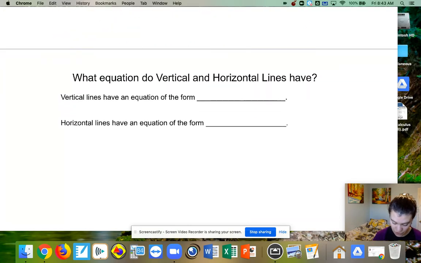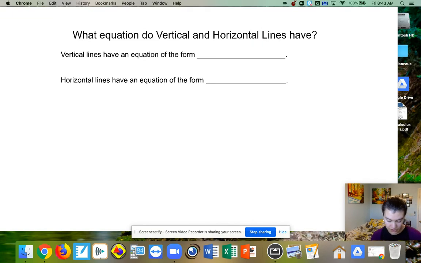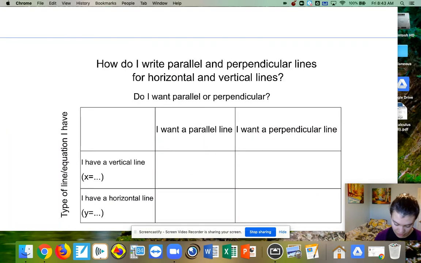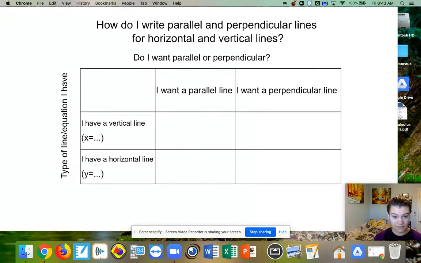Okay, so what about vertical and horizontal lines? So vertical lines going up and down always have the form x equals some number. Horizontal is always going to be y equals some number, no matter what. That's always what it's going to be. So how do you write parallel and perpendicular lines? So if you have a vertical line, you have an x equals, and you want a parallel line, you want something here, you want it to be like that.